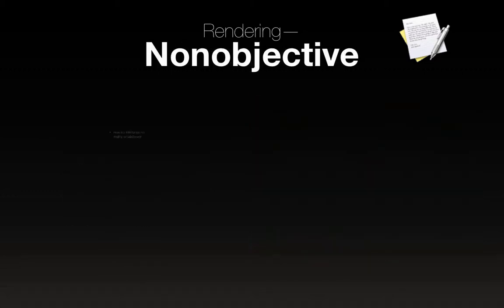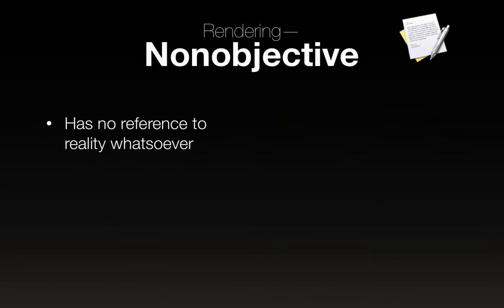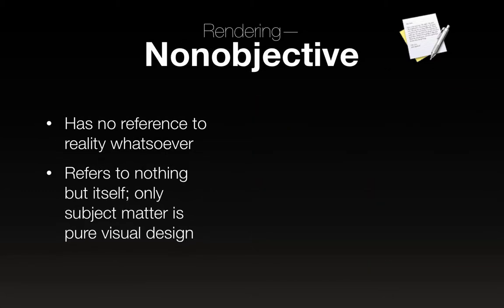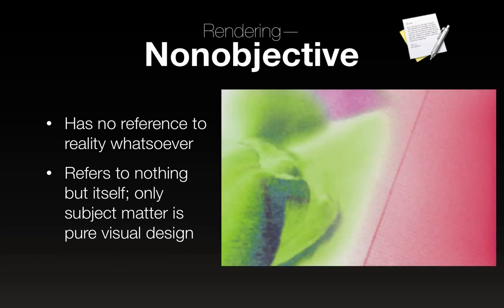Non-objective has no reference to reality whatsoever, or refers to nothing but itself. The only subject matter is pure visual design. Non-objective, our term, has a specific meaning, and in common speech, you often hear non-objective referred to as abstract. In terms of Arts 102, not technically correct. Abstract has a particular meaning, and so does non-objective.